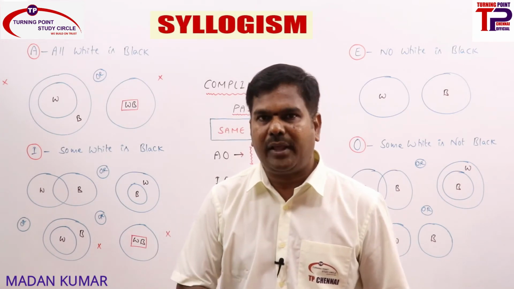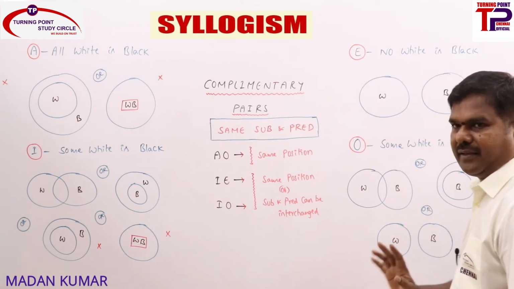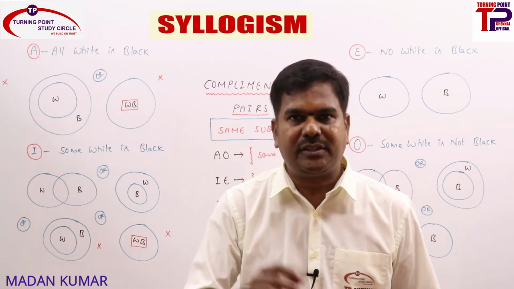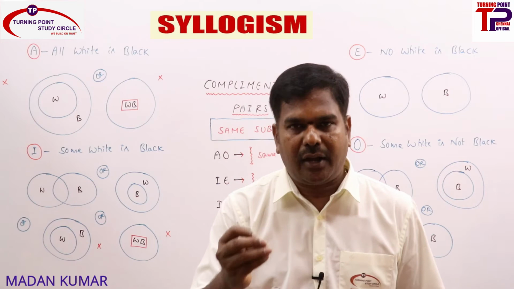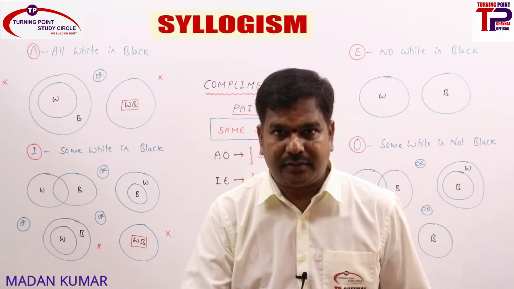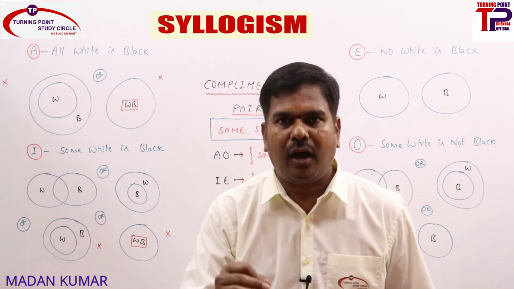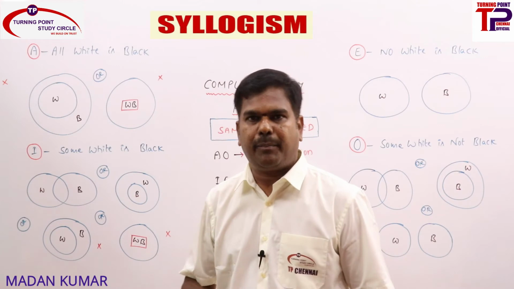Now how many remaining are there, ma'am? Here 1, 2, 3, 4, 5, 6. In these 6 Venn diagrams, which statement holds good? Which statement is true? Whether I or E or O, that we need to check. In all 6 Venn diagrams, we need to prove which of I, E or O is true. Then only we will go ahead with the complementary pair, right?